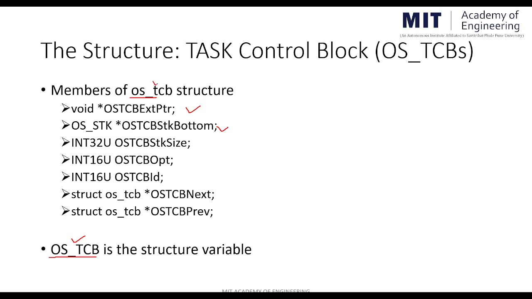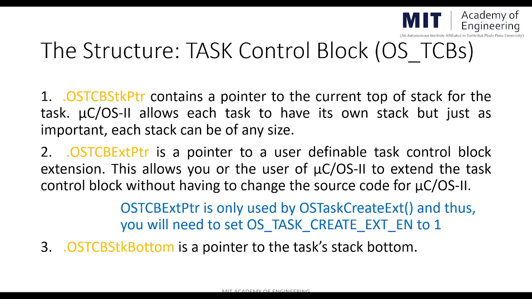OS_TCB in small case letters is the name of the structure, and these are the multiple members of the structure. Now we have to see each and every detail: what is the purpose of these structure members? So we start the explanation of each member of the structure. Obviously, all these members are situated in the memory block sequentially because the kernel has written the structure that way. So one by one we will see the members of the OS_TCB structure.